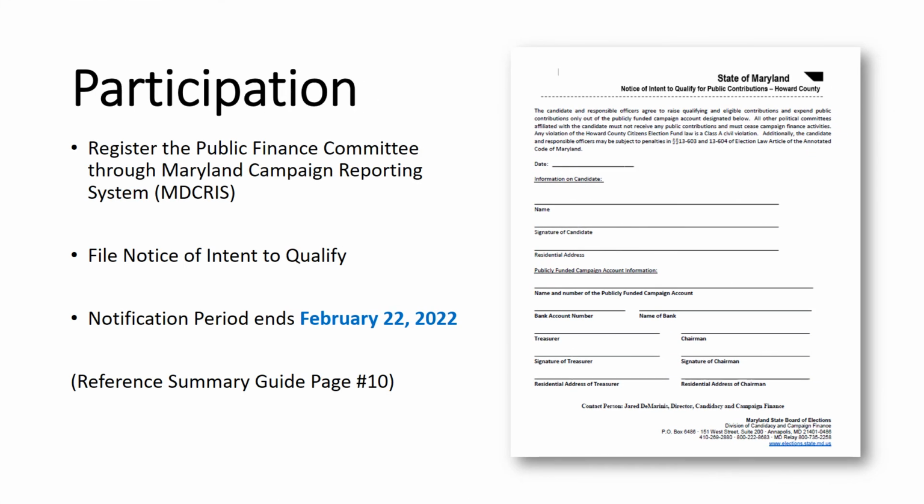The first step to participate in the program is to register a public finance committee through the MD-CRIS. At the time of registration, you have to file a notice to qualify for public contributions. A notice of intent to qualify for the program must be filed with the Maryland State Board of Elections via their electronic filing system no later than 9 p.m. on the last Tuesday in February in the year in which the primary election will be held.